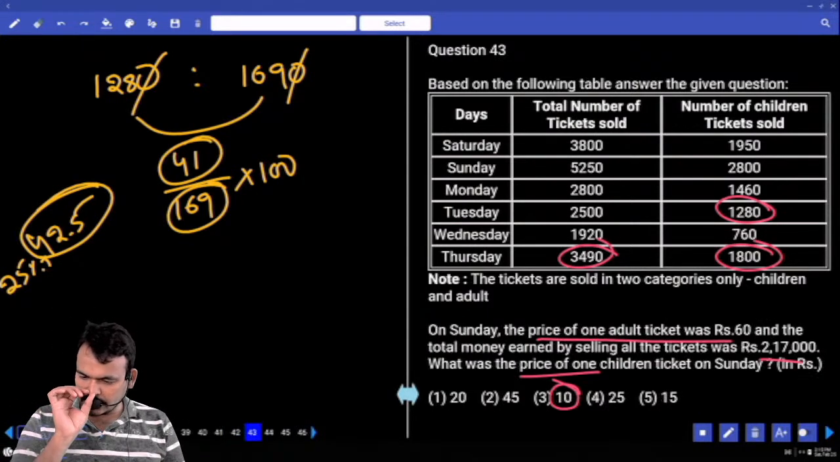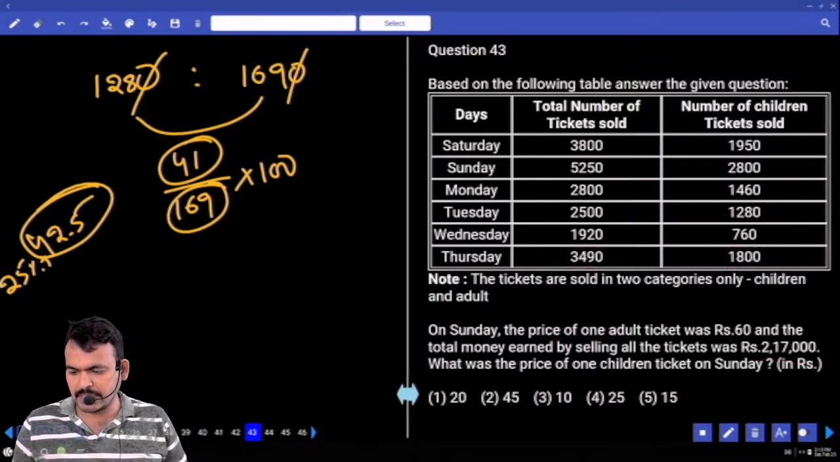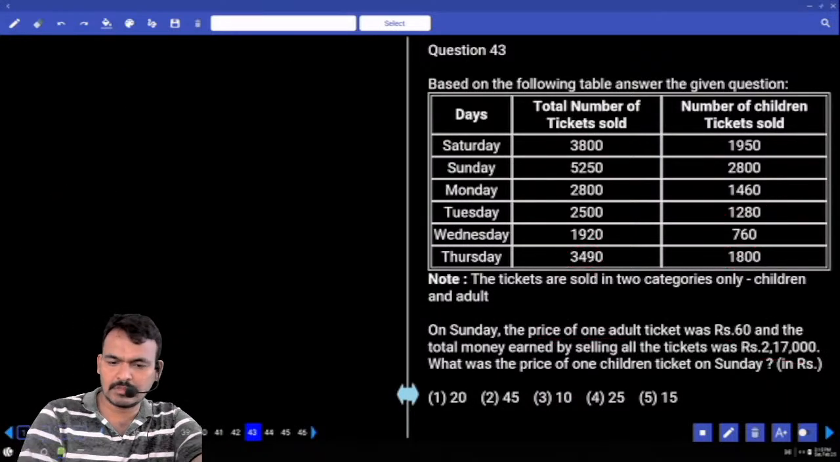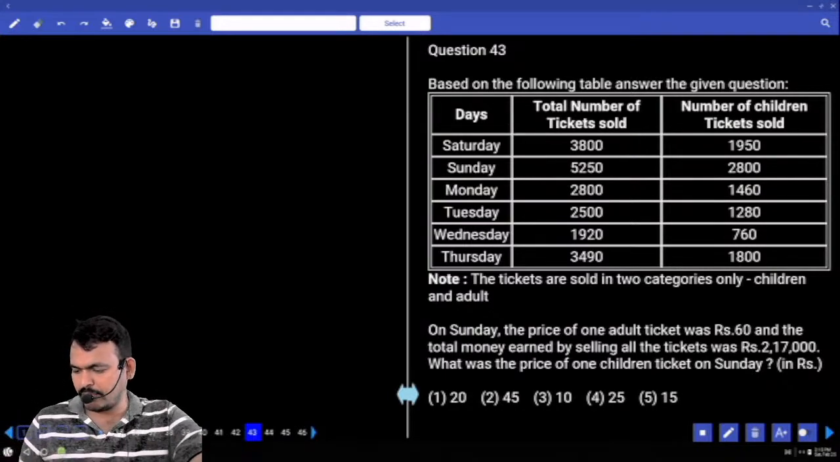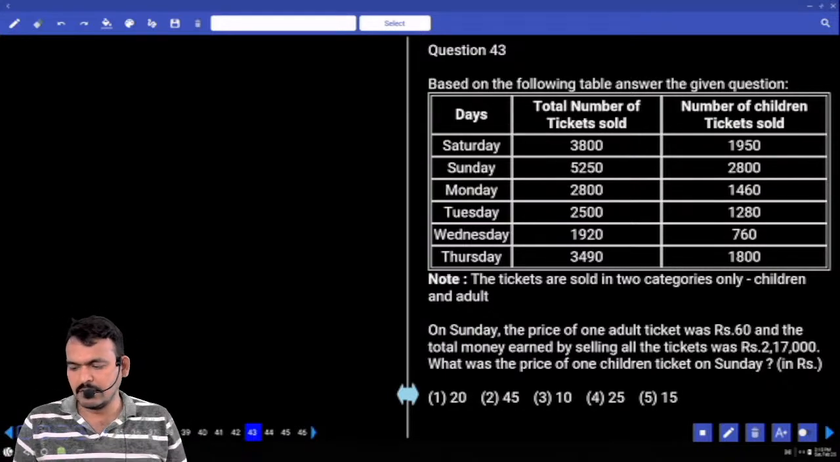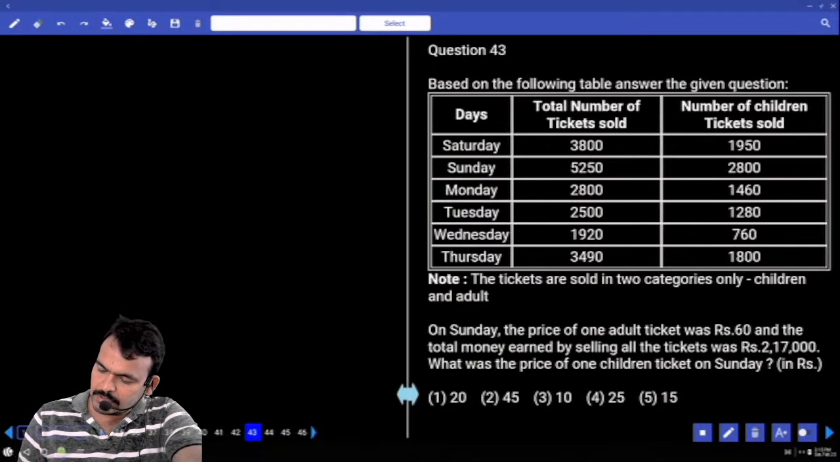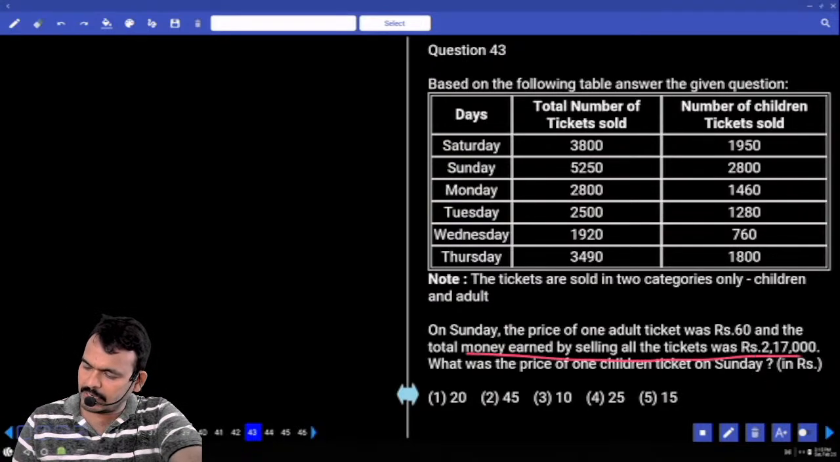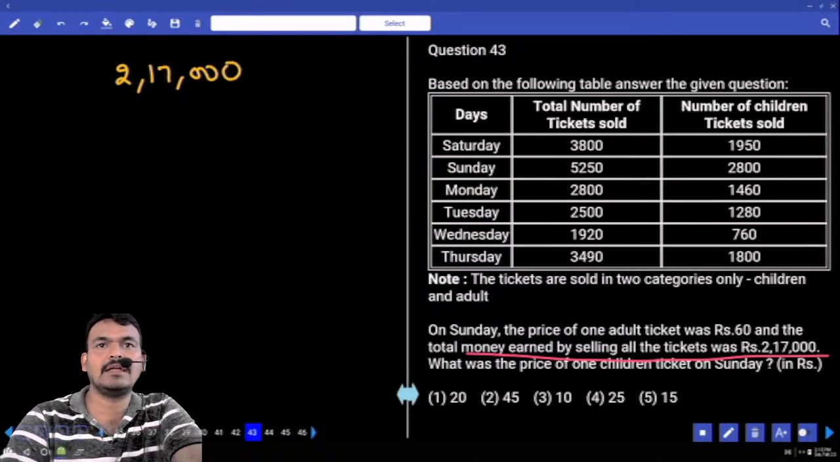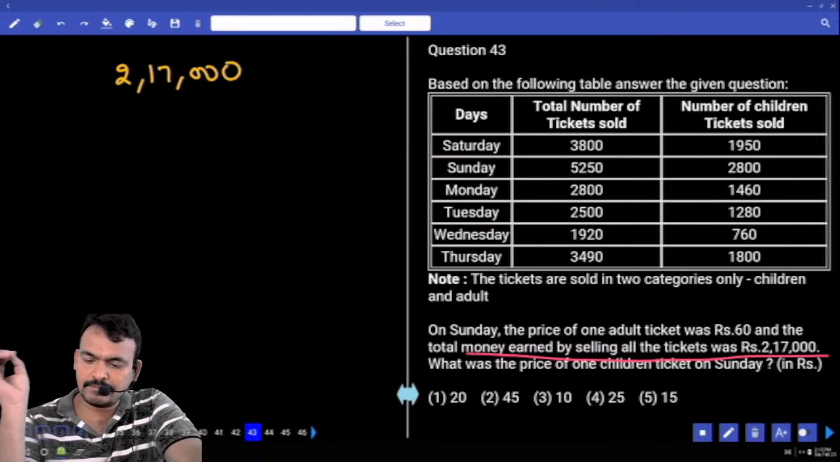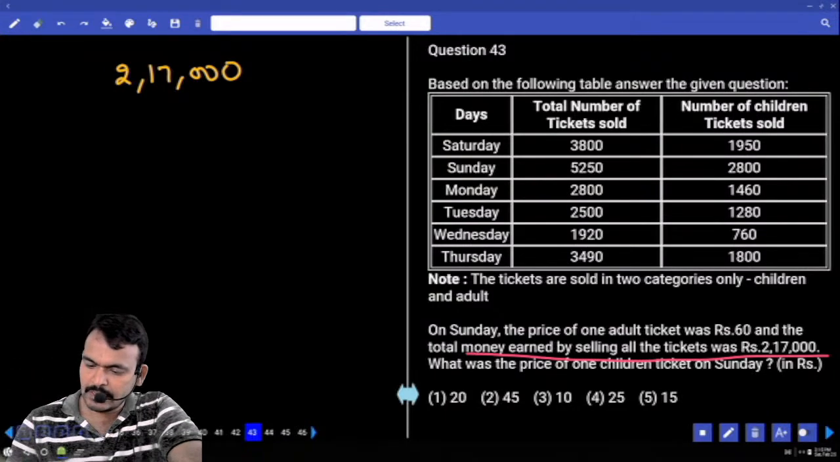Next, question number 43. On Sunday, the price of one adult ticket was 60 rupees, and the total money earned by selling all the tickets was 2,17,000. What was the price of one children ticket on Sunday? Okay. First, the total money earned by selling all the tickets is 2,17,000. That is the total money of children and adults. Total how many tickets are there on Sunday? What is the total number of tickets?